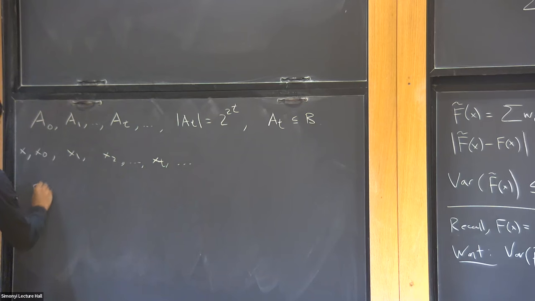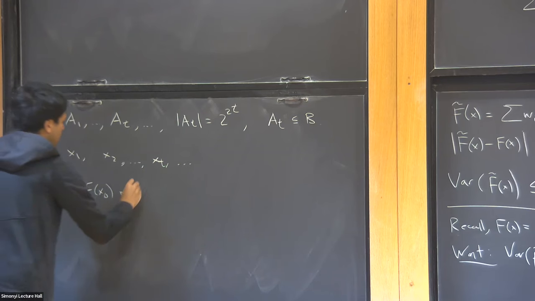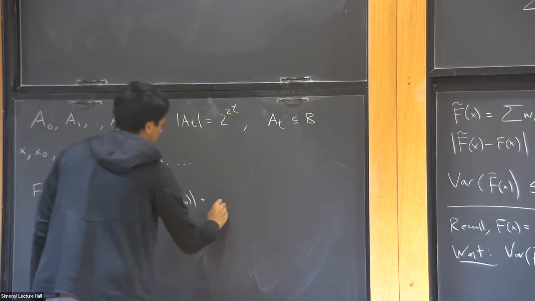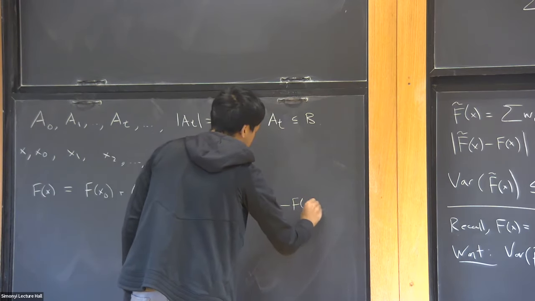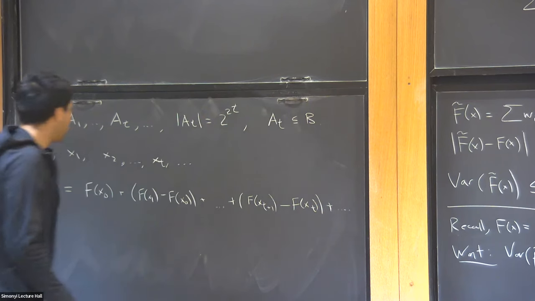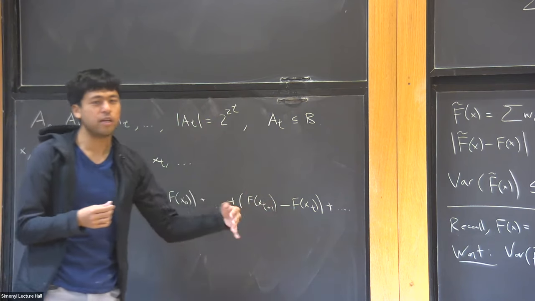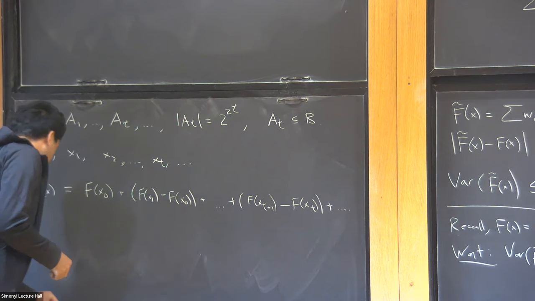We want to understand what happens to f of x, but to do the union bound, we want to discretize x to the right points. So let's write it the following way: f of x0 plus f of x1 minus f of x0, plus f of x(t+1) minus f of xt, plus all the way. This is okay because A_t gets denser and denser, so eventually xt will converge to x. So this is a valid expansion. Now that we've written f of x as the sum of a bunch of terms, we want to bound the error on x.